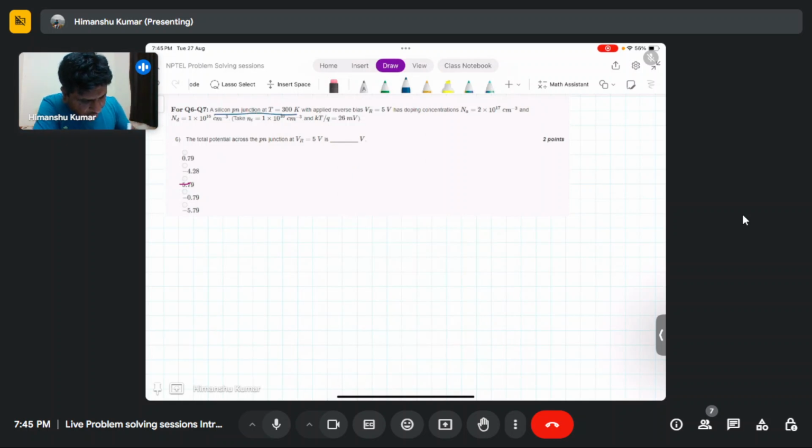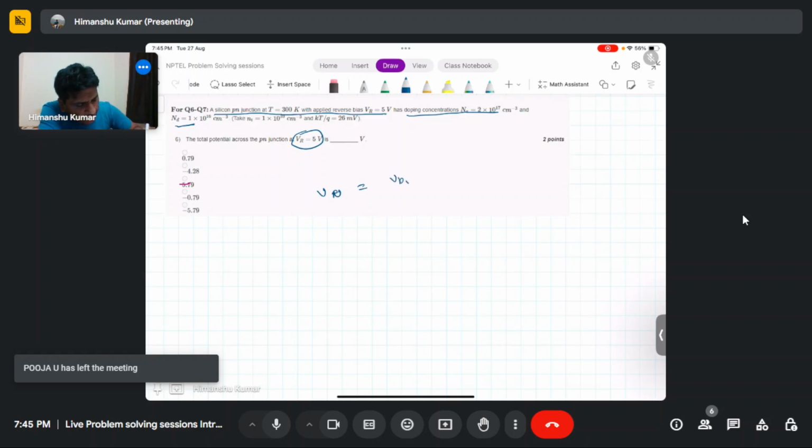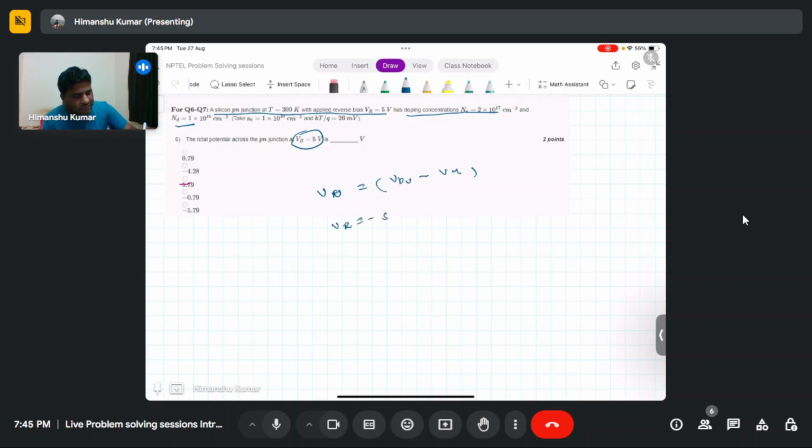A silicon PN junction at T equals 300 Kelvin with an applied reverse bias of 5 volt has these doping concentrations. The built-in potential, the total potential across the junction at reverse bias: the total potential is V total equals VBI minus V applied, and V applied you can write as V reverse, which is minus 5 volt. So V total is VBI plus 5 volt.